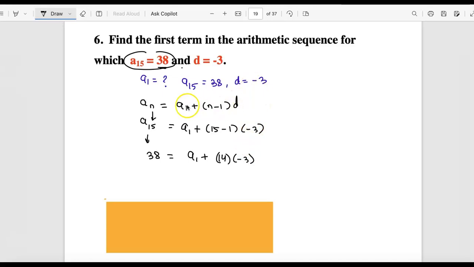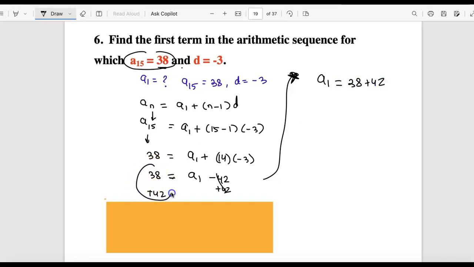Did I mess up over here? No, everything is okay, everything is going good. N is my 15. So it looks like we are going good. This is your a1, and 14 times negative 3, that's your negative 42. And what you can do is add 42 to both sides, and it cancels out. And what is my value of a sub 1? 38 plus 42, because I have to simplify this. So what is this? That is 80. So a sub 1, the first term, is my 81.